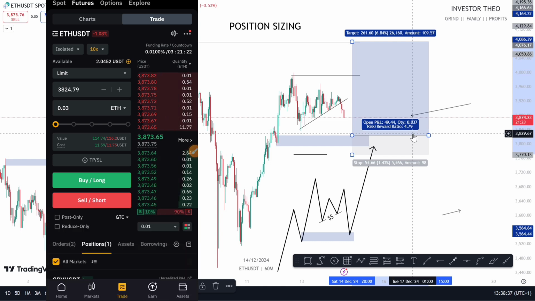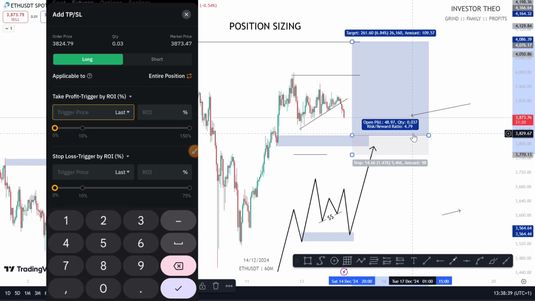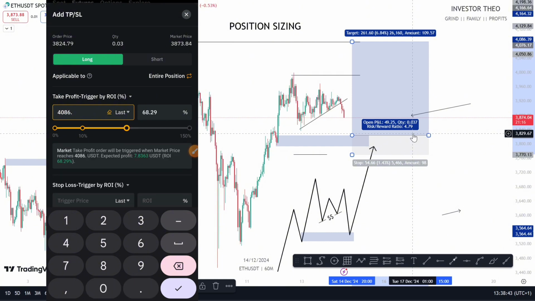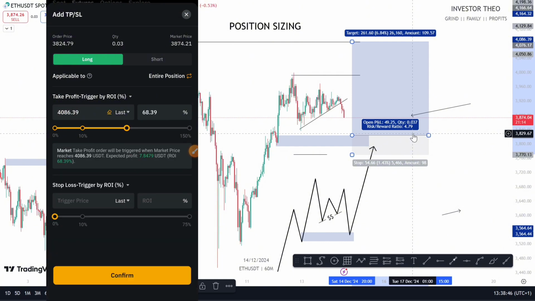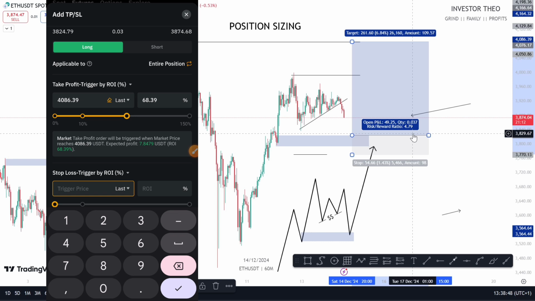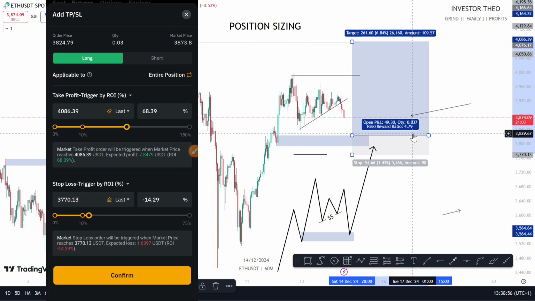Your stop loss, your TP and SL directly. So I'm going to place my TP again so you can clearly see it. My TP is 4086.39, and my SL over here is going to be 3770.13. So I'll place my TP and SL directly.